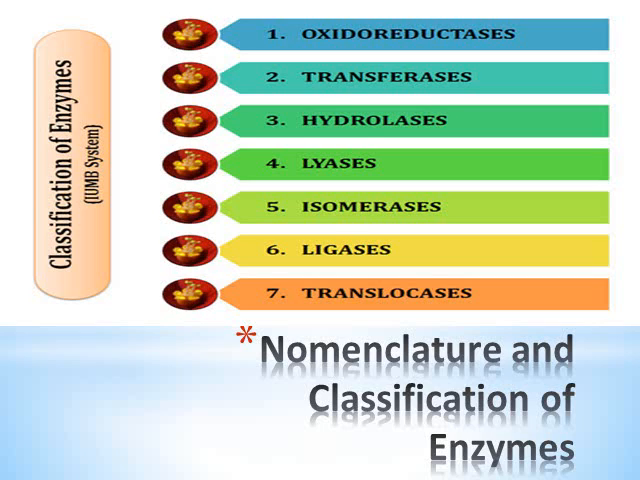Ligases or synthetases. These are the enzymes which catalyze the covalent linkage of molecules utilizing the energy obtained from hydrolysis of an energy-rich compound like ATP, adenosine triphosphate, or GTP, guanosine triphosphate. Example: glutathione synthetase, pyruvate carboxylase.